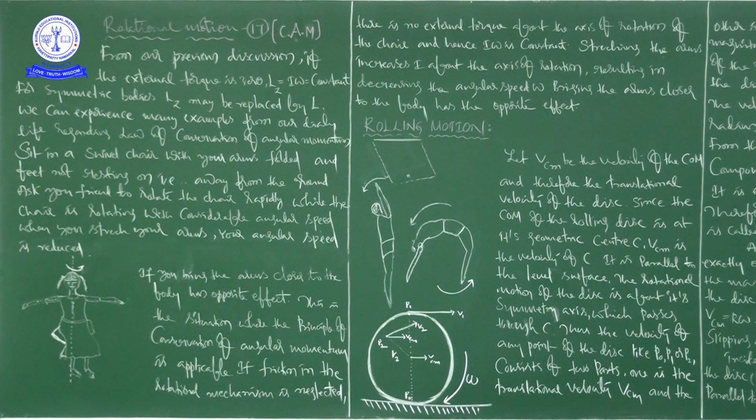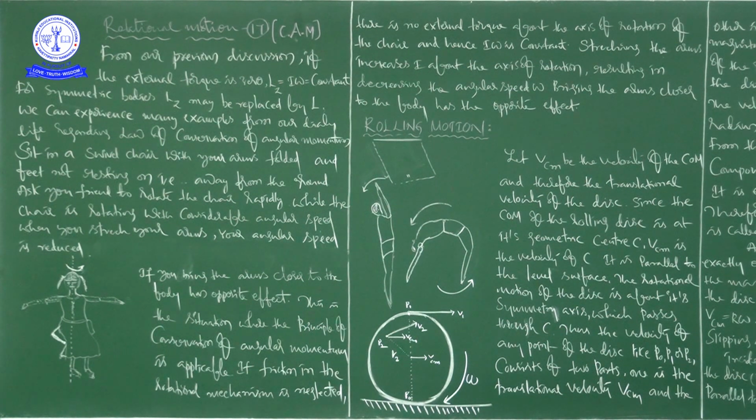See here, he is saying like this: sit in a swivel chair with your arms folded and feet not resting on the ground. If you observe carefully, these feet of the girl are not resting on the ground, so on the chair she can rotate freely.